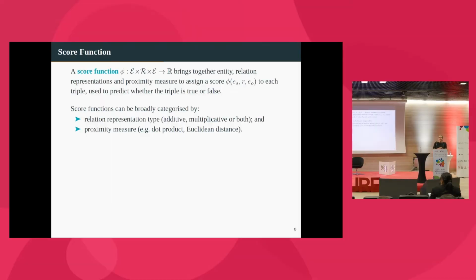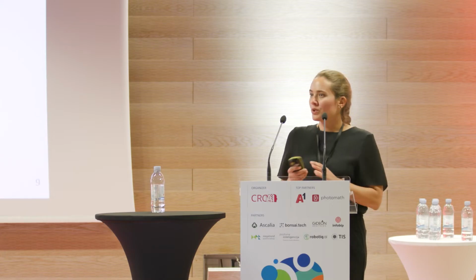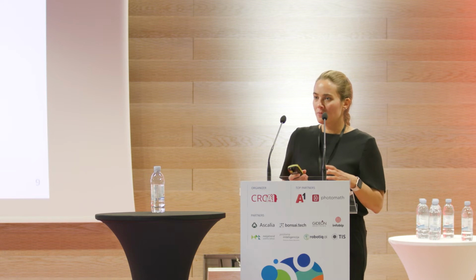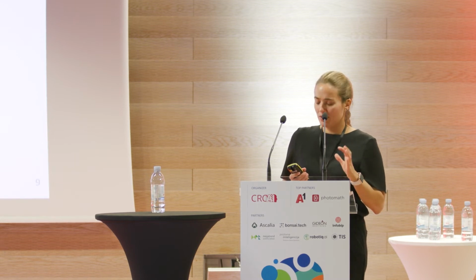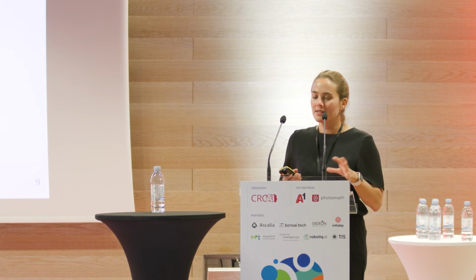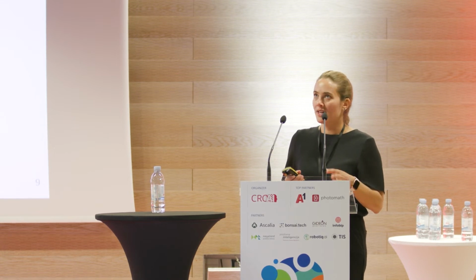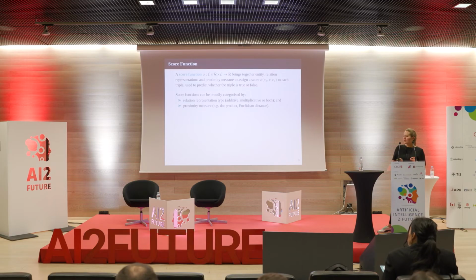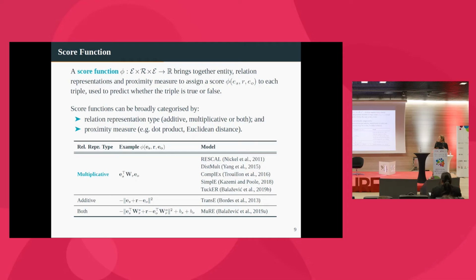There have been many, many models developed in this field, and what is common to most of them is that almost all represent entities as vectors or embeddings. What differentiates different models is the type of relation representation that they use, which is in most cases either additive, multiplicative, or both additive and multiplicative, and the proximity measure. As I already mentioned, it can be dot product or Euclidean distance. In this table, I've given for each type of relation representation an example score function and various different models. Don't worry too much about this.